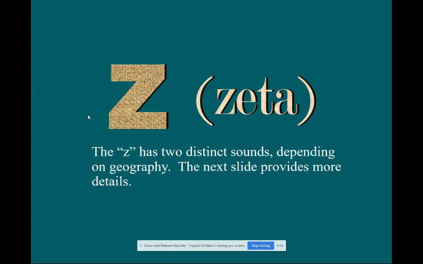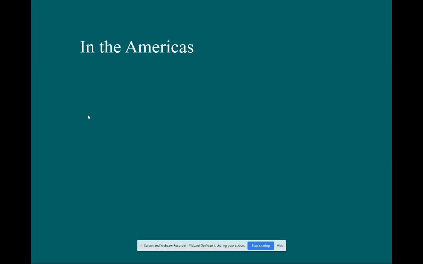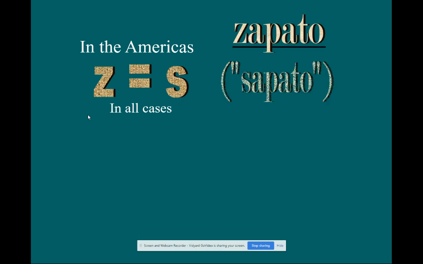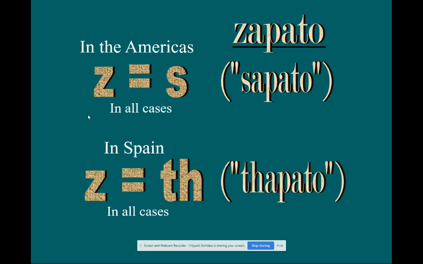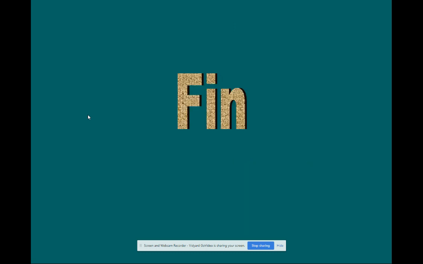Zeta. The Z has two distinct sounds depending on geography. The next slide provides more details. In the Americas, Z is equal to S. Zapato. In Spain, Z is equal to TH. Zapato. Fin. The end.